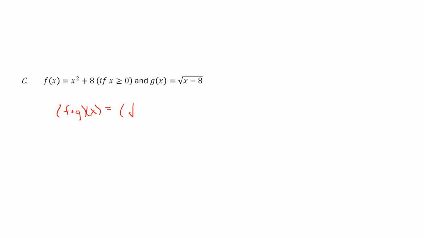So we have the square root of x minus 8 squared plus 8. The square cancels the square root, leaving me with x minus 8 plus 8. So that equals x. Awesome. Now let's check g composition f of x. So we're taking f of x and substituting it into g of x.